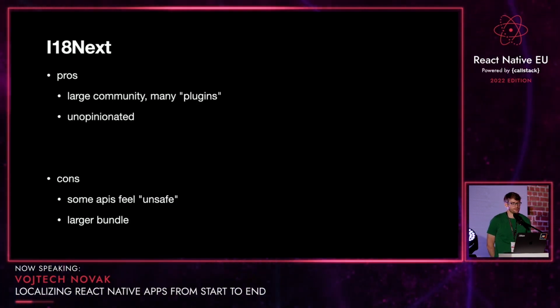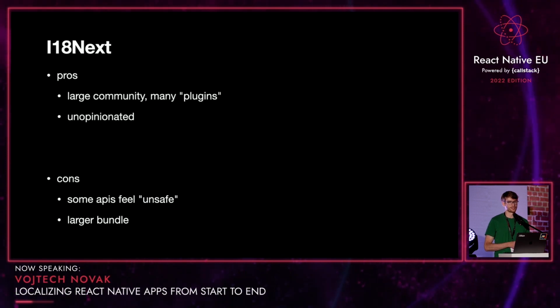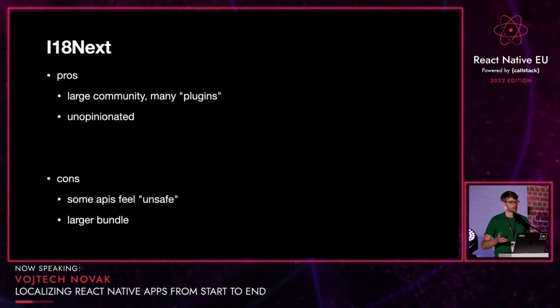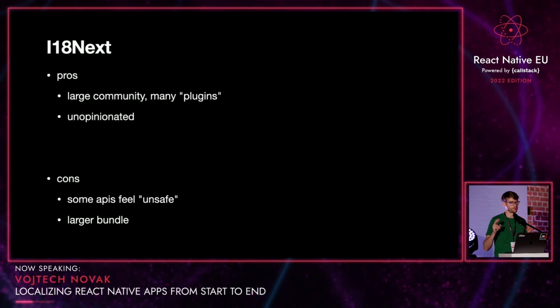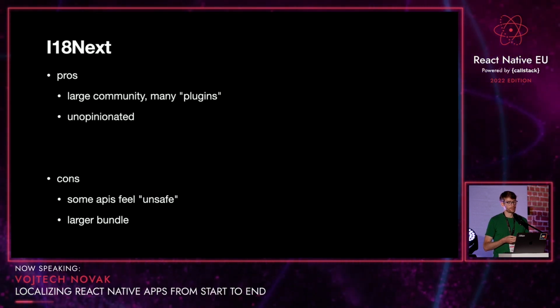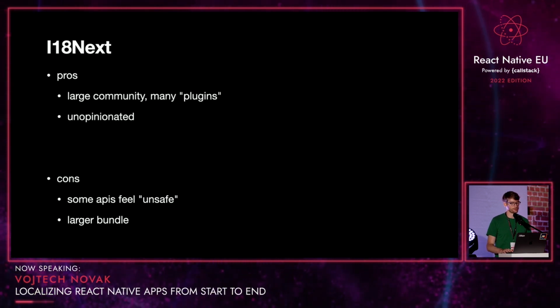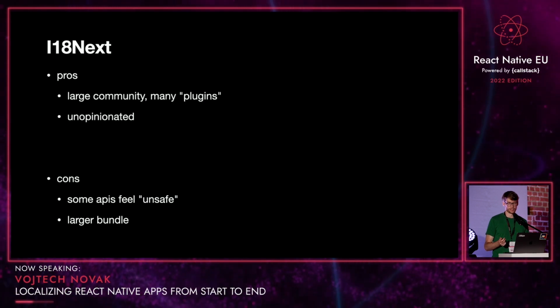i18next has sort of the opposite. Large community, many plugins. It's been around for probably a decade or so. So they probably covered all sorts of scenarios that they ran into. And it's also unopinionated, so you can use whatever tooling you want. The cons that I have personally picked is that some of the APIs kind of feel unsafe with these double curly braces. If you make a mistake there, the translations are probably not going to render correctly. And also, it has a larger bundle size.